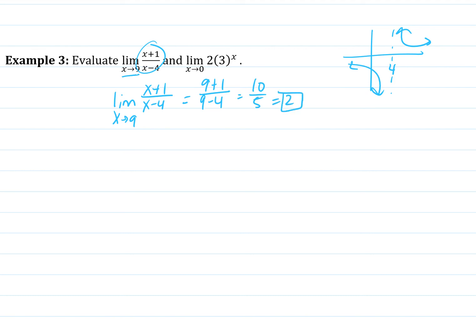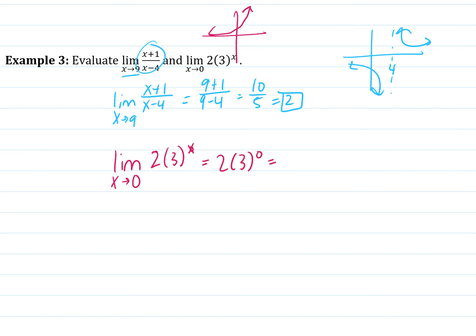And likewise, when we're looking at 2 times 3 to the x, well, we know that's just an exponential function. There aren't any weird gaps or holes or breaks in the graph, so to find the limit, we're just going to substitute. And anything to the 0 power is 1, so the limit is simply 2.